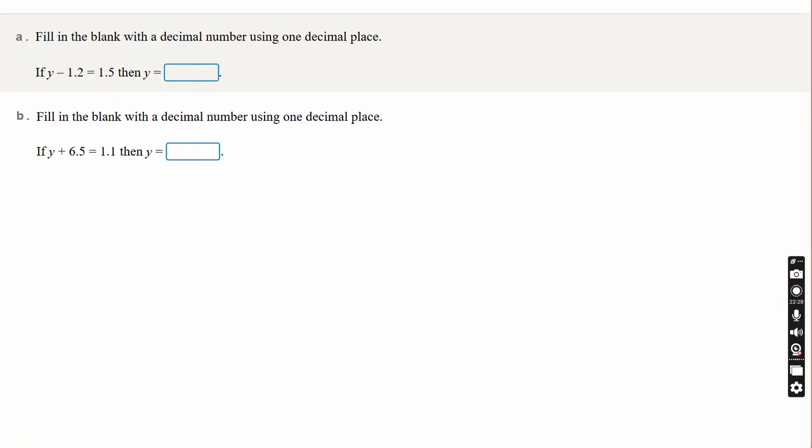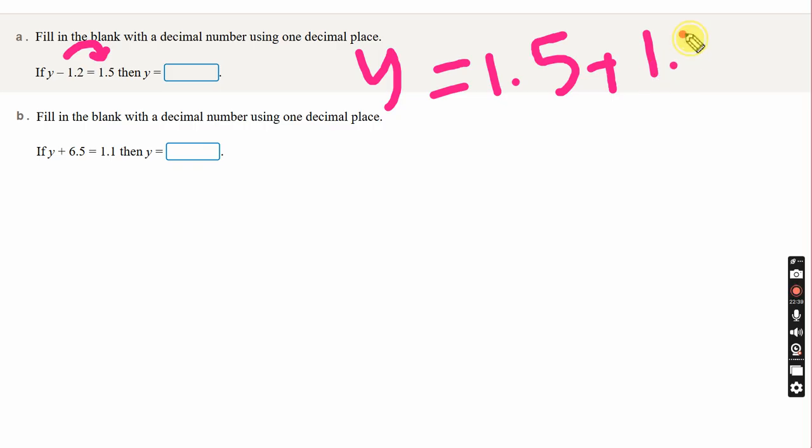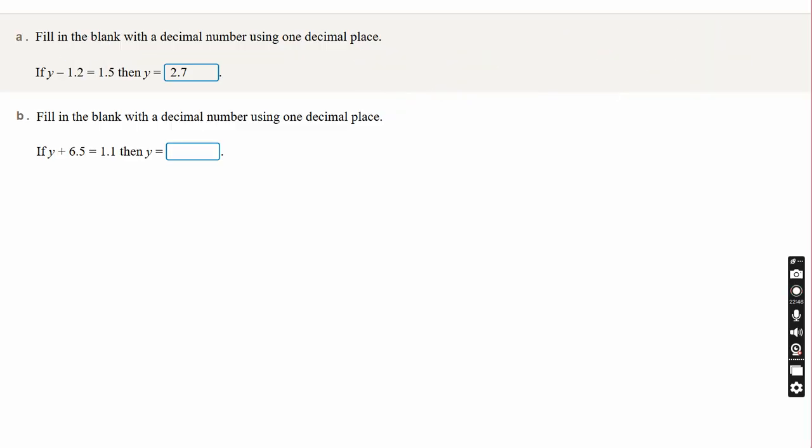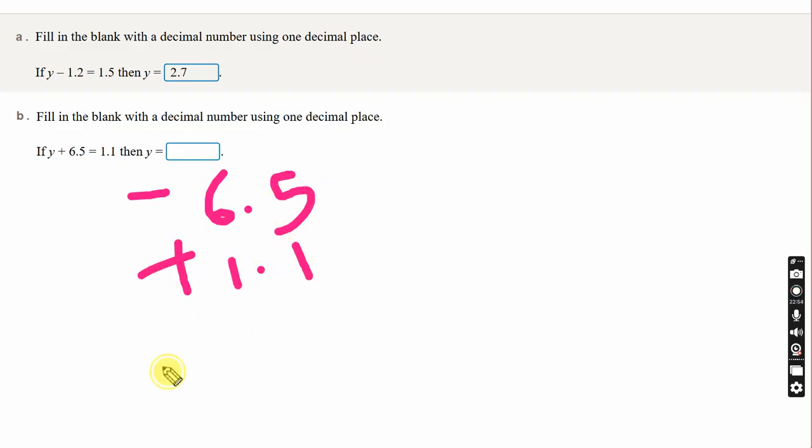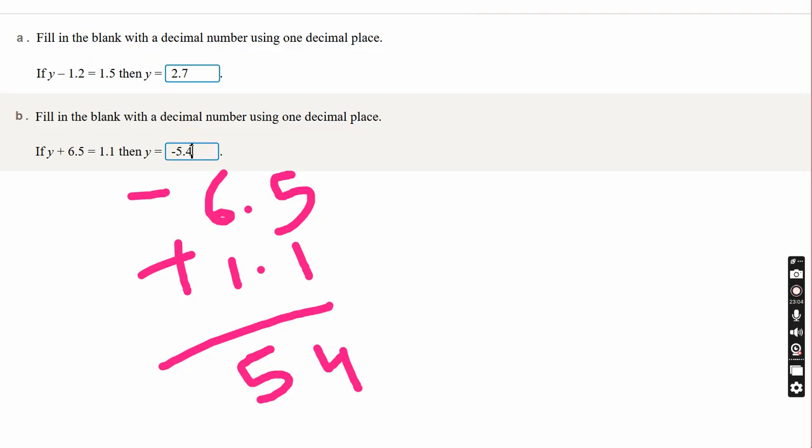Again, what will you do here? It's y minus 1.2. You take it to the other side, becomes positive 1.2. So y is equal to 1.5 plus 1.2, right? So what does that give us? 2.7. Okay, the next one here, you do the same thing. Minus 6.5 plus 1.1. 5 minus 1 is 4, 6 minus 1 is 5, but remember which number is larger, 6.5. What sign is it carrying? Negative. So it will be negative 5.4.